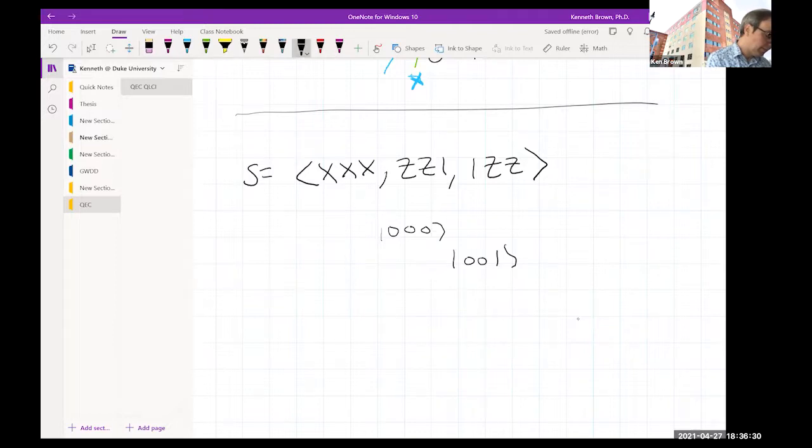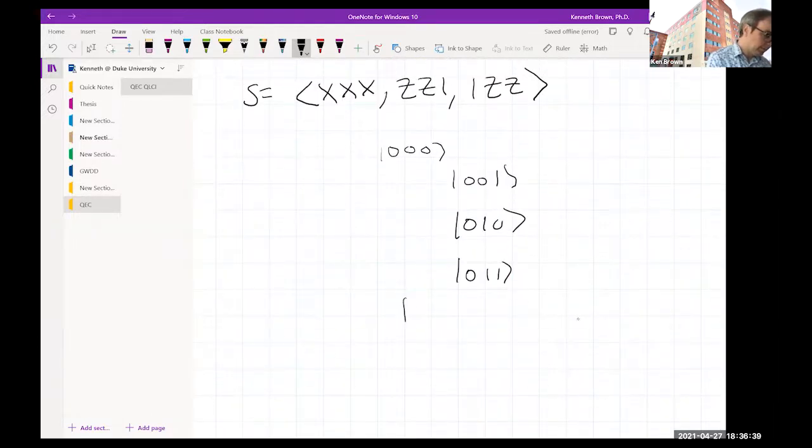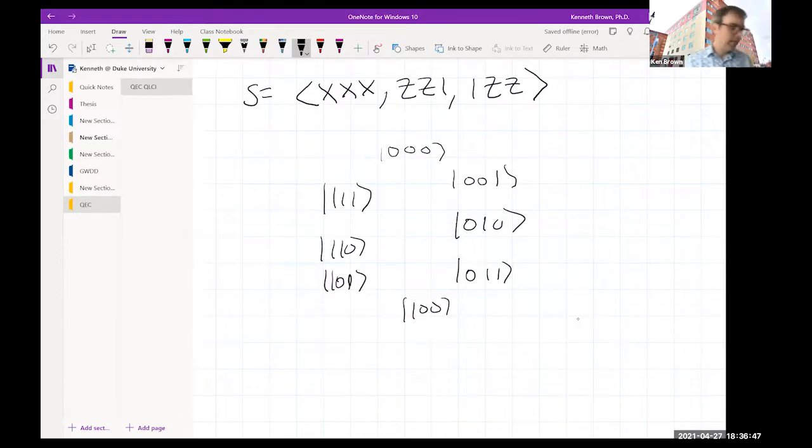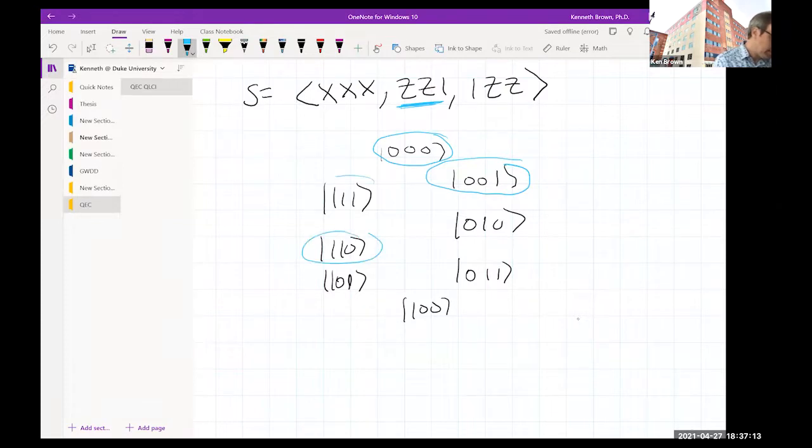I'll just do it in normal. This blue one, what does it mean? It means in the Z basis, these two states have to have the same parity. So I just circle those. And then this one says the second two qubits have to have the same parity. So that's this one and this one.